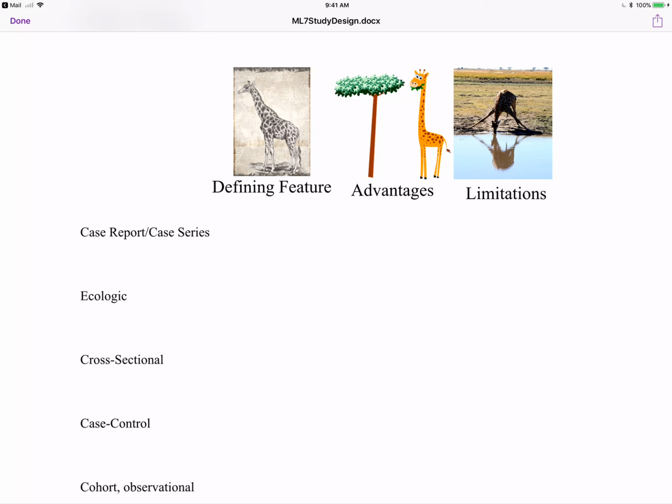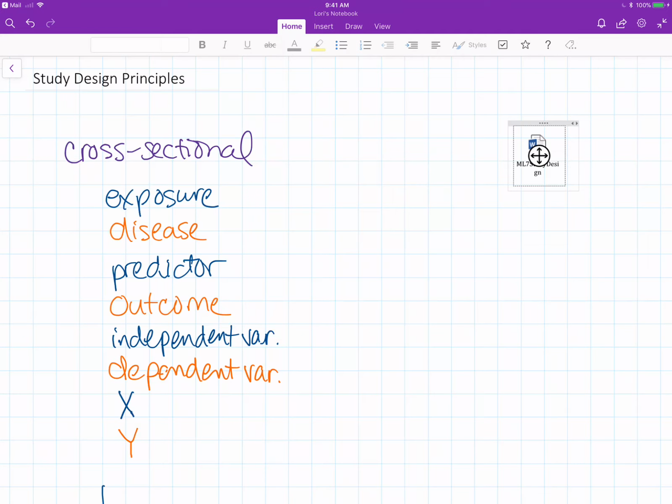So here we have the defining feature of a giraffe is its very long neck. Advantages: it can eat leaves from trees that are very far off the ground. But it does have limitations in that giraffes are very vulnerable when they're drinking water. They can be attacked by other animals, and so that is a limitation. All right, so back to our drawing board.